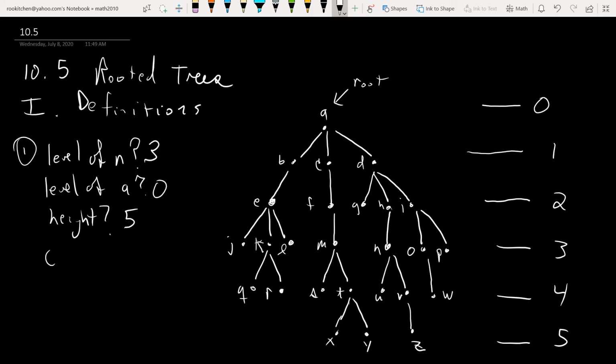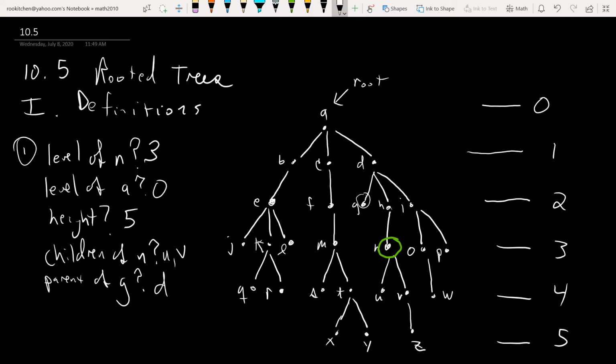And the children of n. Those are the immediate vertices that are going below directly from n. So if we find n on the graph, its children are going to be u and v. Okay. The parents of g. In this case, it'll just be parent. Identify where is G? Find it. Where are you? It's right here. So the parent of G is D.